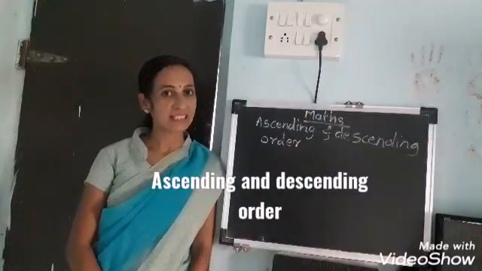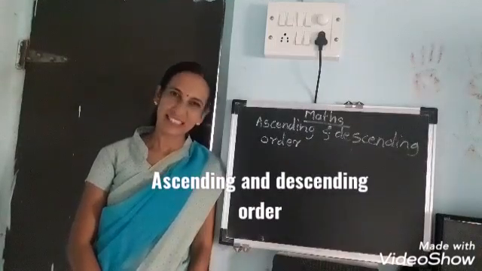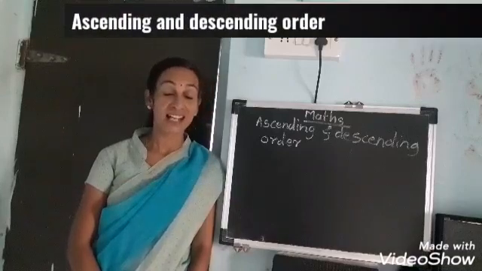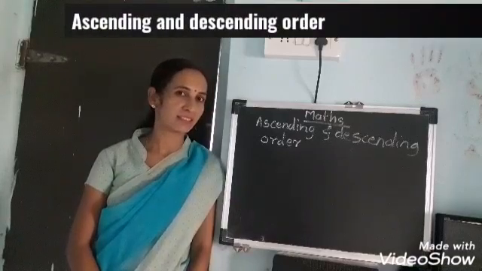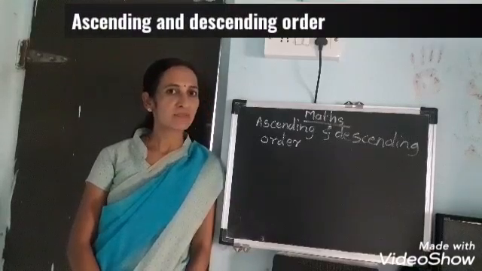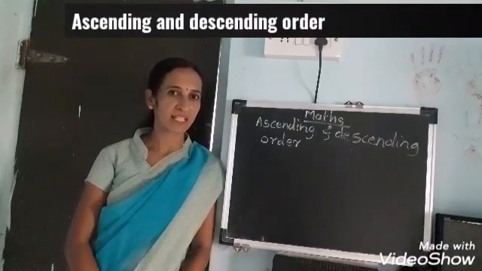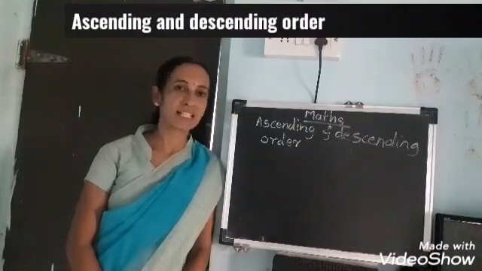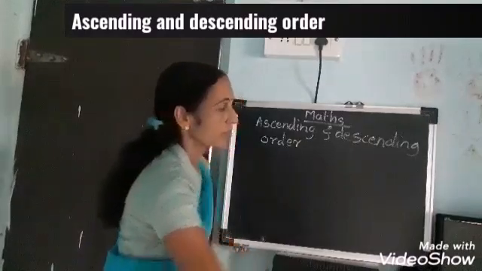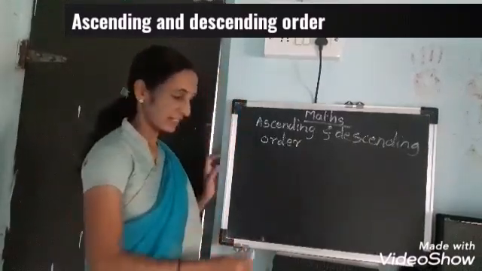Students, can you tell me what is the meaning of ascending and descending order? Do you remember? Last year we learnt it. In the previous video, in short, I explained it. Okay, I will explain it in detail. What is meant by ascending and descending order?